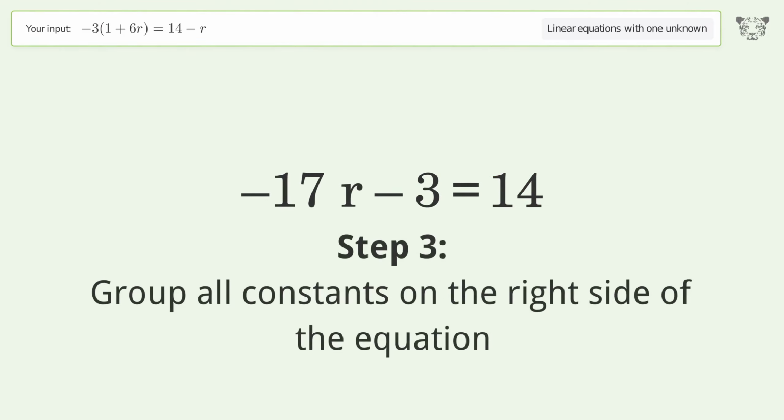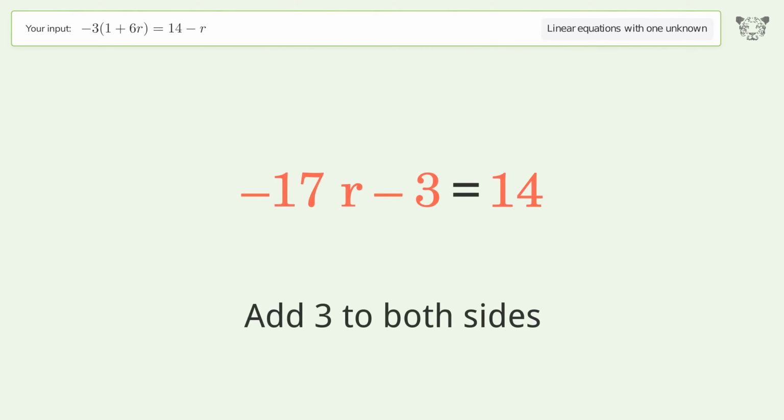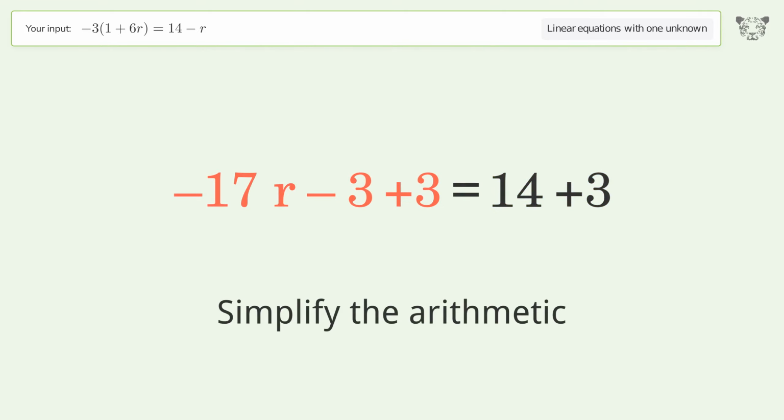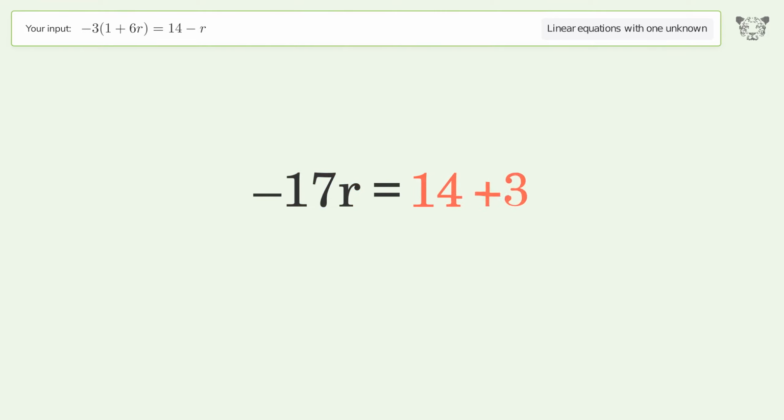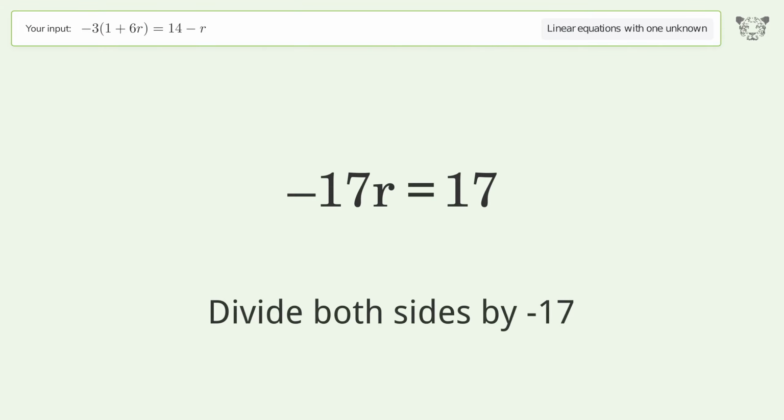Group all constants on the right side of the equation. Add 3 to both sides. Simplify the arithmetic. Isolate the r. Divide both sides by -17.